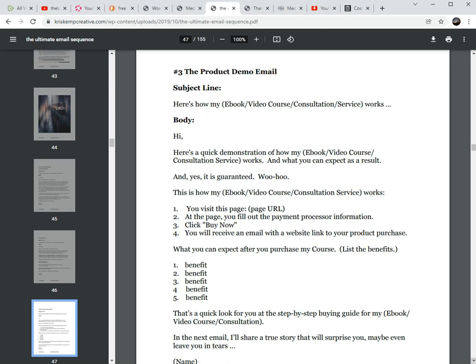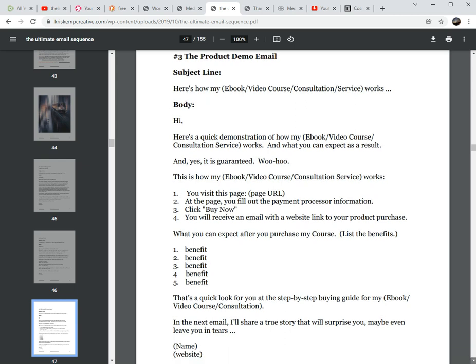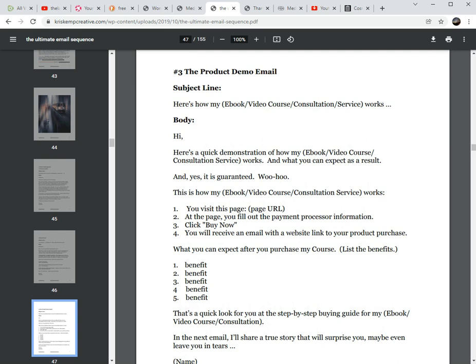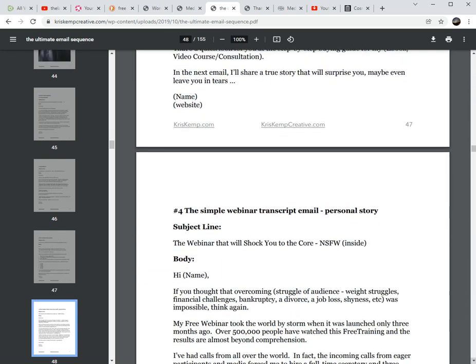So those might be the features, but the benefits of your organic tooth polish might be fresh breath, whiter teeth, and an additional benefit is you'll feel confident around that special someone knowing that you have fresh breath and whiter teeth. So that would be the benefit. So the third email is a product demo email. You talk about the features and benefits of your product.